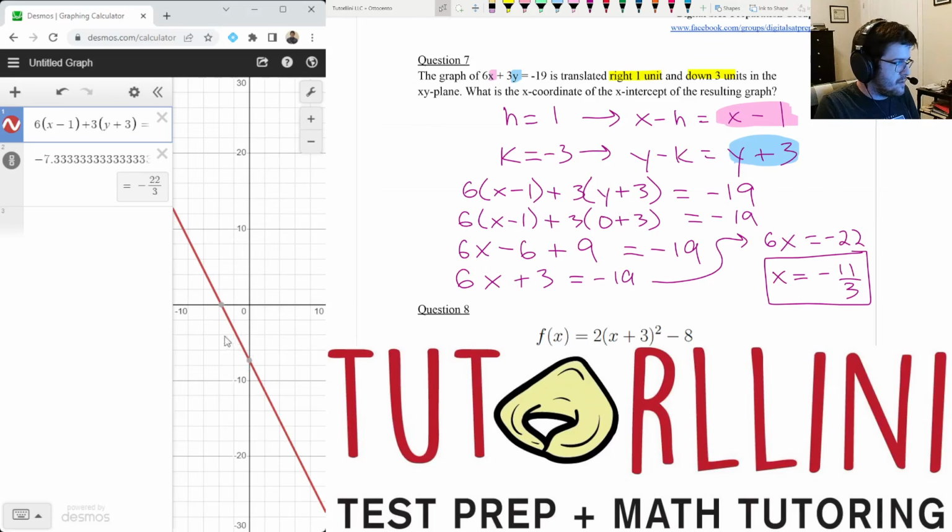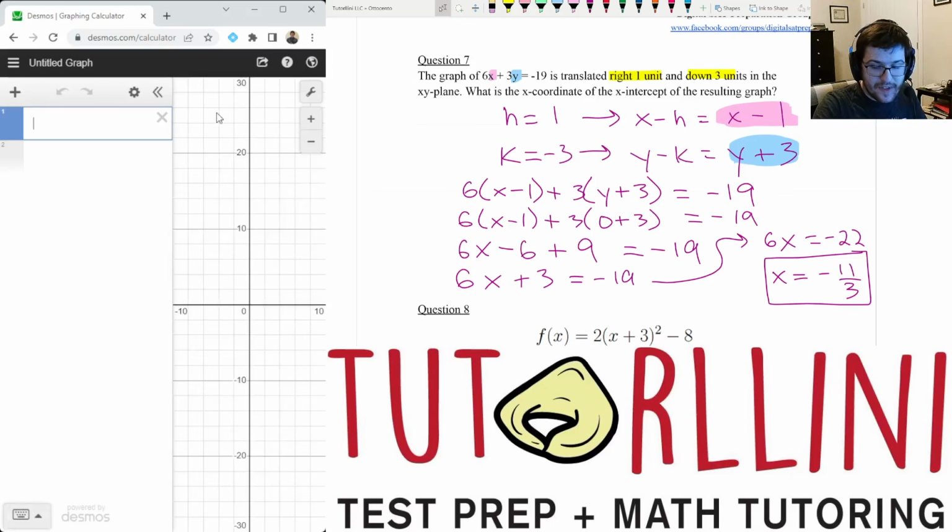Oh, that's the y-intercept. We want the x-intercept. Negative 3.67, my bad. So go over here and type in negative 3.666666, which is negative 11 over 3, which is what we got. Good?